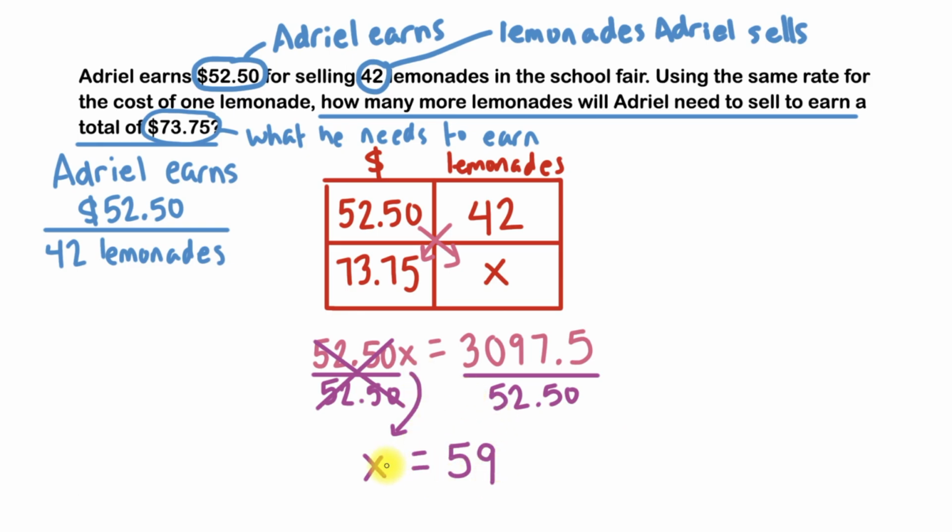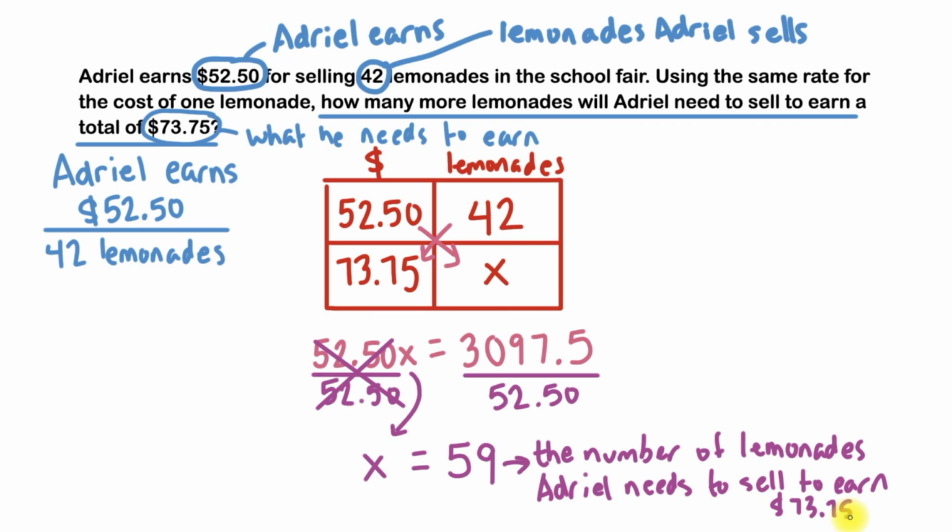And what exactly does this mean? Well, this 59 is the number of lemonades Adriel will have to sell to earn $73.75. And even though that's great, that's not what the question's asking us. The question's asking us how many more lemonades he'll have to sell. So what do you think we'll have to do to find that?